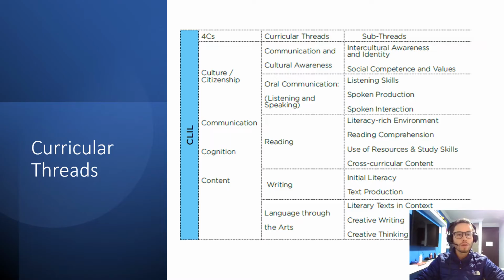For both school levels, Educación General Básica (EGB) and Bachillerato General Unificado (BGU), the LT area has been organized into 5 sections, or threads. 1. Communication and cultural awareness. 2. Oral communication, listening and speaking. 3. Reading. 4. Writing. And 5. Language through the arts. Each of these threads, in turn, can be further divided into sub-threads as shown in the following table.